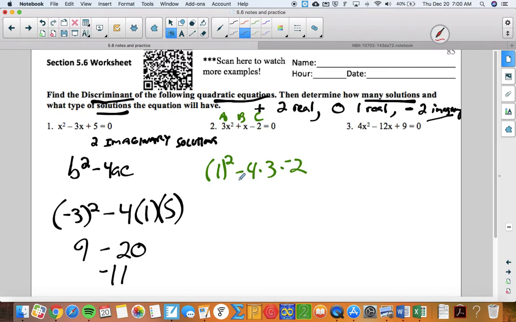And then, folks, I like to do a little chop slash here. So when I simplify the 1 squared, I get 1. To this I'm adding a negative. There are two negatives in this multiplication, so I'm going to get a positive, in this case 24. So I get 25, which is a positive number. So that means I have two real solutions.